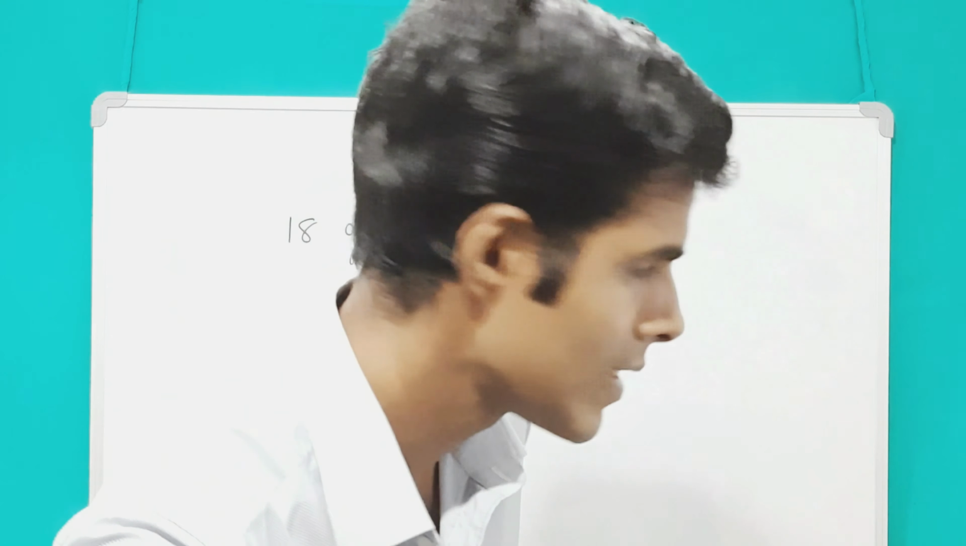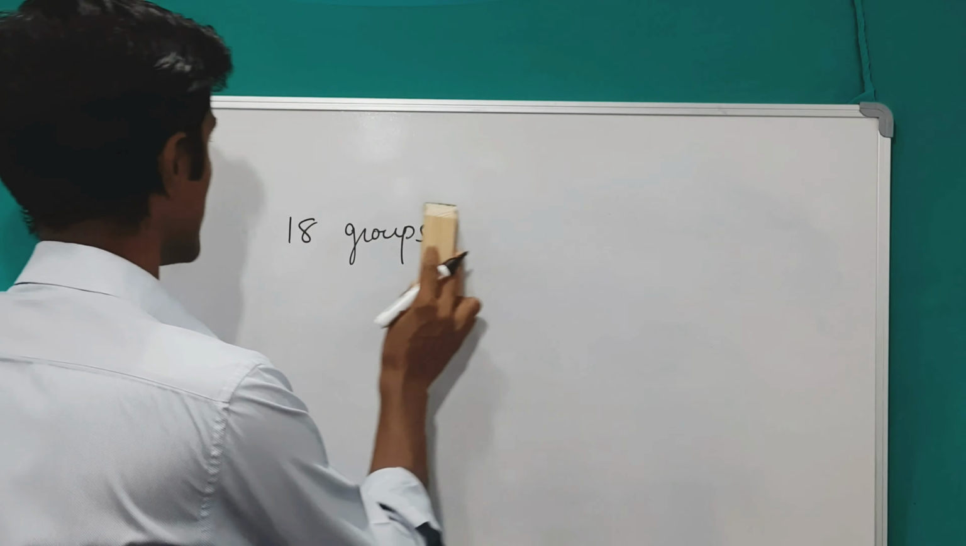Out of these 18 groups, which groups come in the S block, which in the P block, and which are included in the D block or F block? That is what we have to discuss. And what is the specialty of the elements of each block? So we will see one by one.